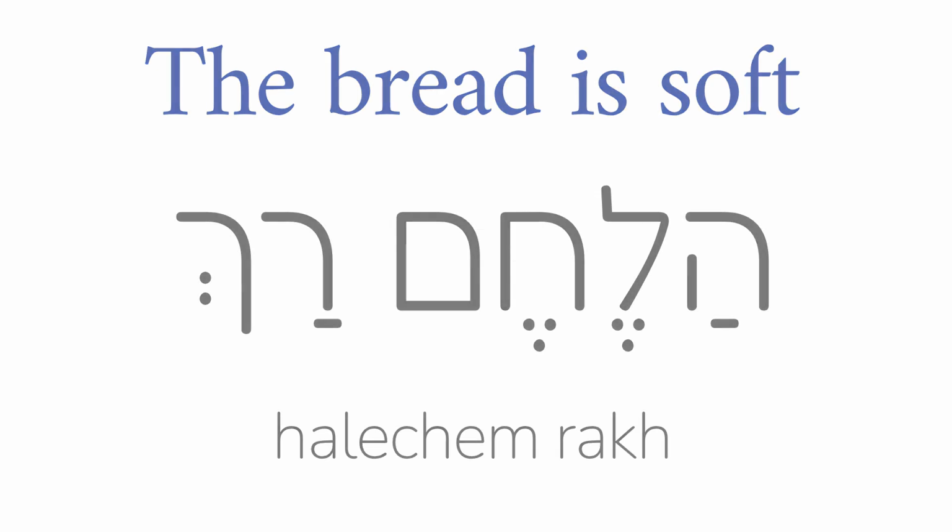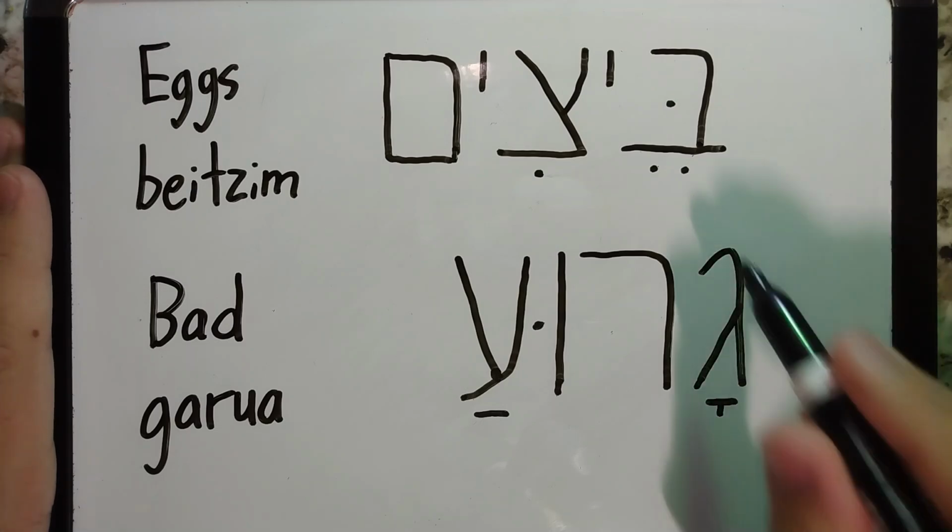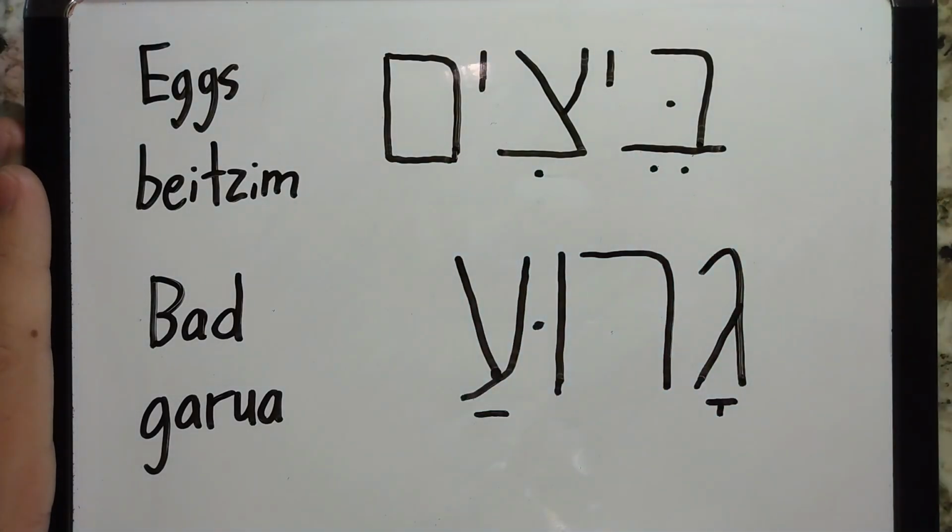Halechem rak. Let's make these 3 noun adjective structures with one more noun and adjective. The noun we'll be using is beitzim, which means eggs, and the adjective that will describe it is garua, which means bad. But we can't just use garua in its default form because this form is only used for masculine singular nouns, and the word beitzim is plural.